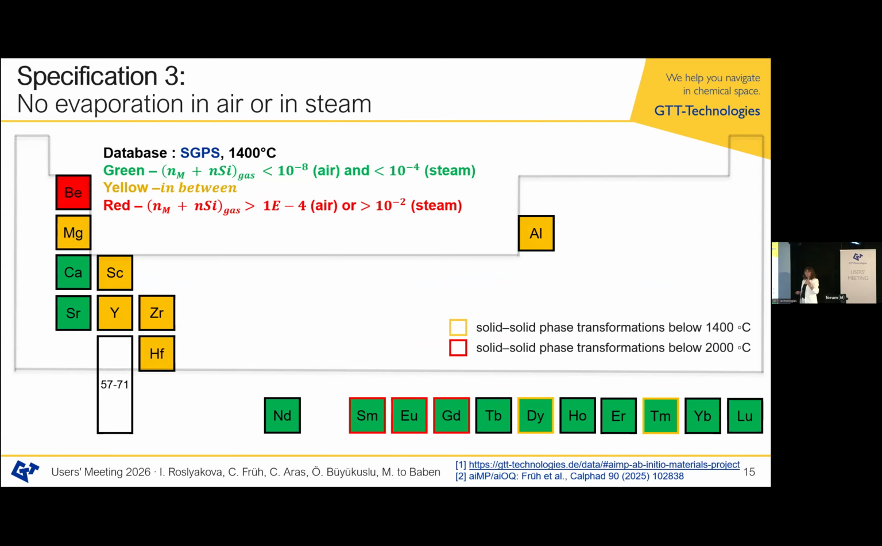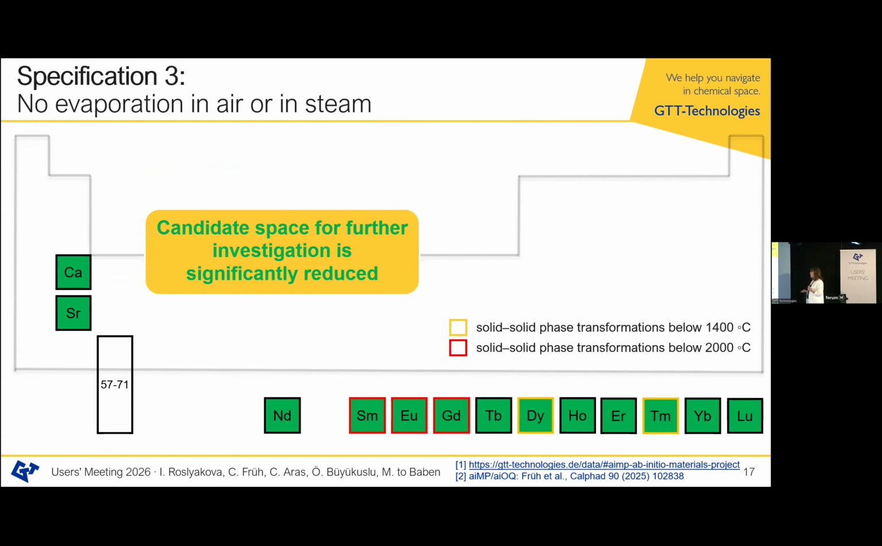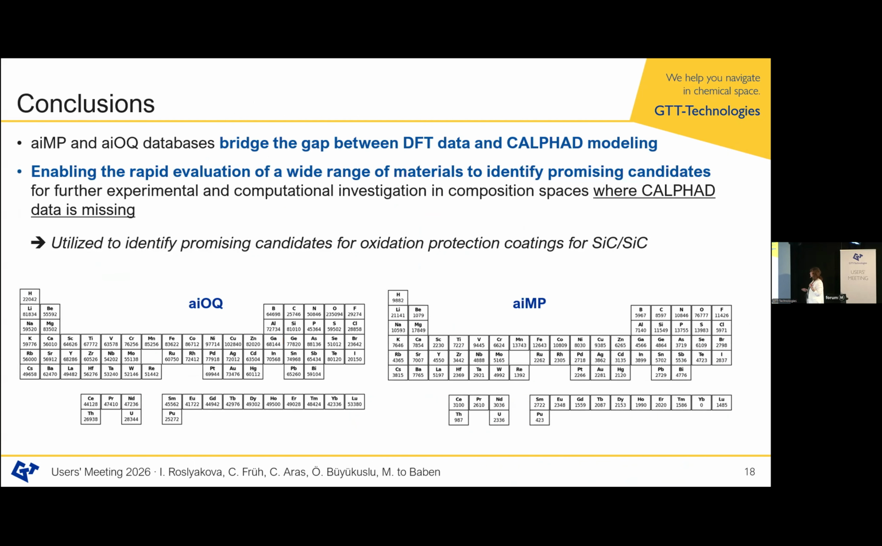Now the last condition: we don't want silicon carbide to evaporate in steam or in air. You can see the equation, how it's formulated. Here they keep the temperature. Again, we stay with usage of the pure substances database. And finally, we have our 13 elements, whose metal oxides we are considering as promising coating candidates, and it has been done fast. So we reduce a lot of the experiments you would need to perform.